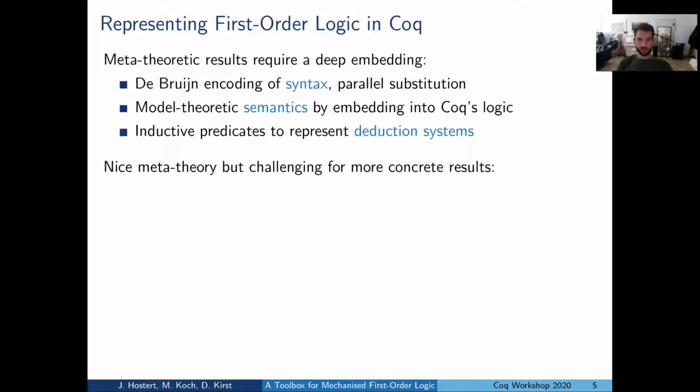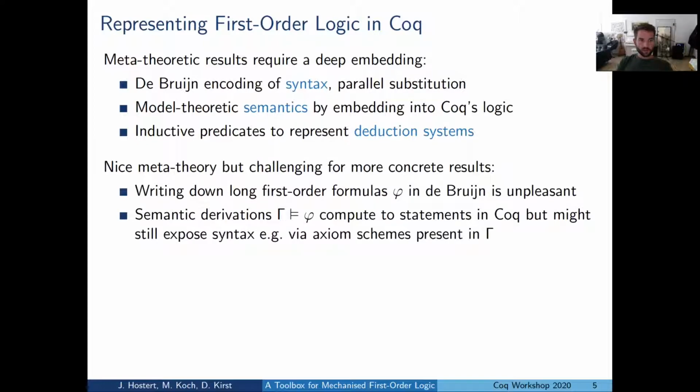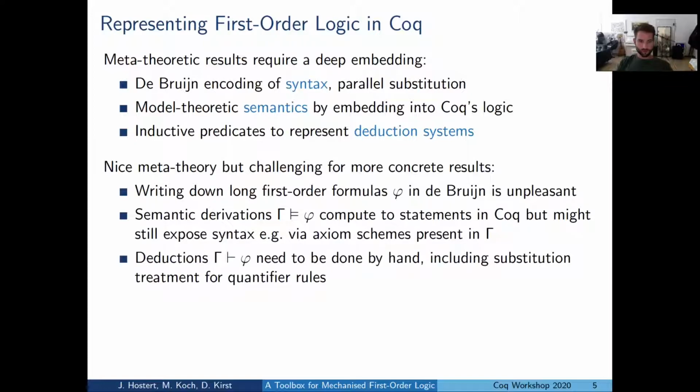While this is all well understood and behaves nicely when you want to do meta-theoretic structural results like weakening or soundness, if you want to do concrete results like the one I have shown you before, it's a bit more annoying because writing down the formulas is not fun, since you have to chase the de Bruijn indices. Even when you do semantic derivations that compile into Coq statements, first-order syntax might still be exposed. And if you do deductions in the deduction system by hand, then there is no support. This is all not easy to handle for someone who would use this library without having developed it.